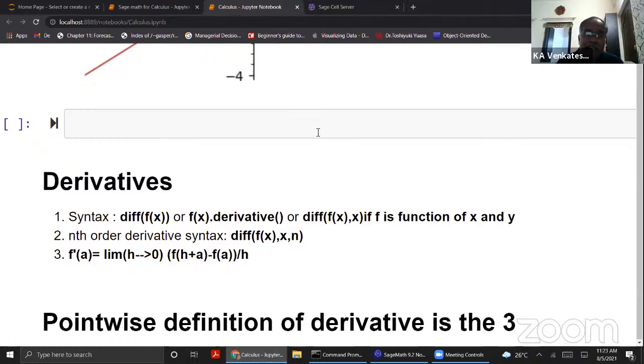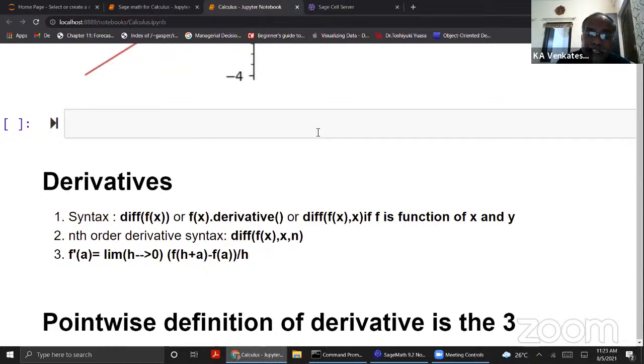The same thing can be written as f(x).derivative. So that is also possible. Or diff(f(x), x). What is the difference between these? Here I'm differentiating explicitly. We are going to say that you are differentiating the function f(x) with respect to x. Suppose f is a function of x and y, then you have to say with respect to which variable. That is what I'm saying here, f(x), x. So you have to say it explicitly.